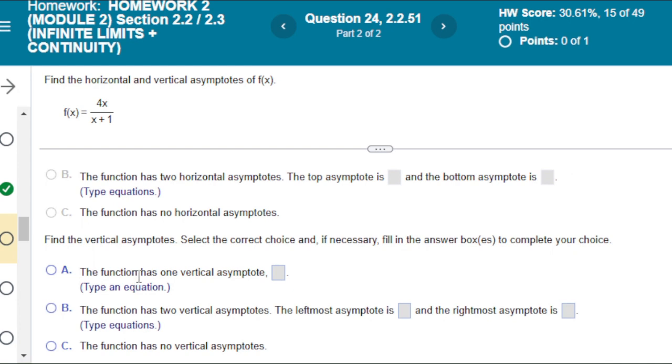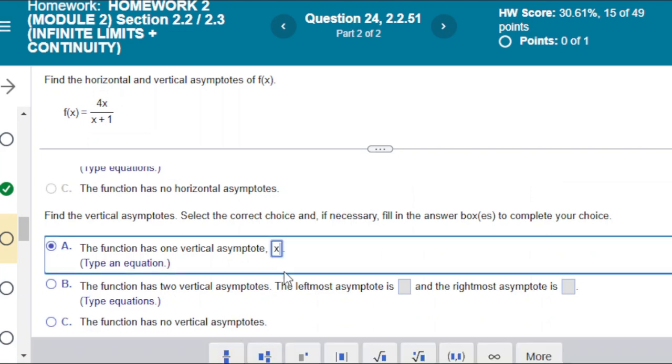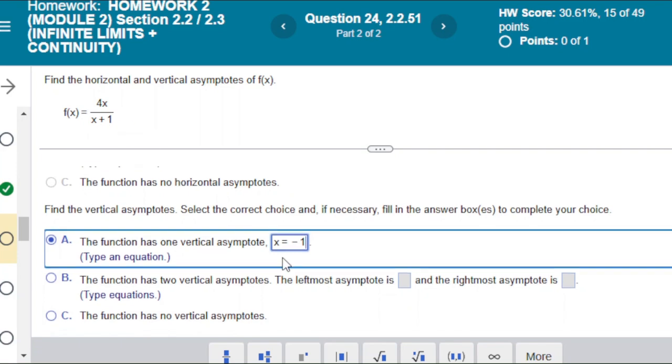Part B, find the vertical asymptotes. Does it have one vertical asymptote, two vertical asymptotes, or no vertical asymptotes? Well, it has one, and it's x equals negative 1. It's the value of x that makes the denominator 0.